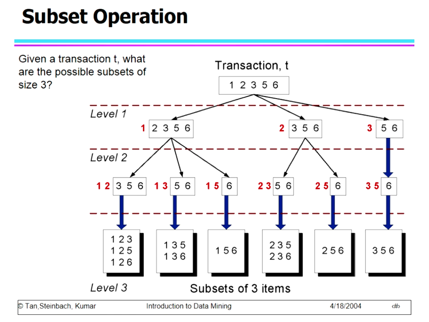This is my example. Let's suppose that I have a transaction like this: 1, 2, 3, 5, 6. So the question in this example is, what are the possible subsets of size 3? Your attention please.